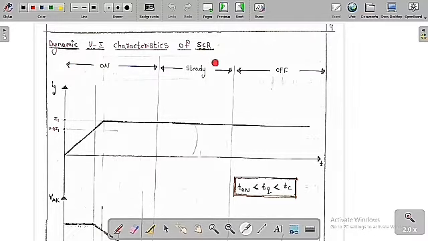Dynamic VI characteristics of SCR means here we can see, during the on period of the SCR, we are going to see different diagrams. So this is the gate current. I am going to increase the gate current from a very small value to a very high value of I1, and after that I am going to keep it at a positive, constant value. So this is 0.9 I1 and this is the maximum value.